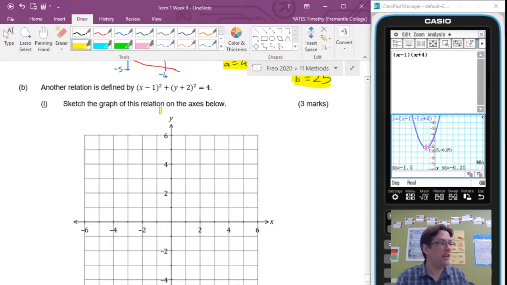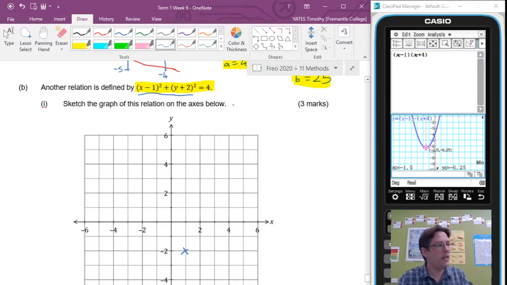Now we've got another relation. You should recognize this form: (x minus 1) all squared plus (y plus 2) all squared. This is a circle, and the circle's center is going to be 1 in the x-axis and -2 in the y. So this is going to be the center of the circle. Remember, it doesn't follow the same rules for functions being translated. The circle behaves a little bit differently.